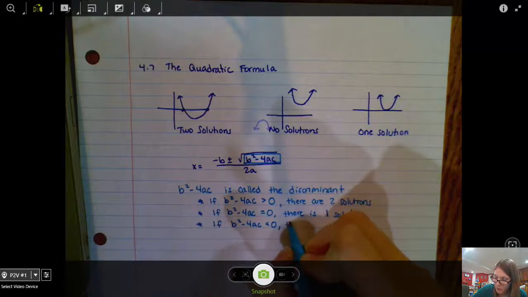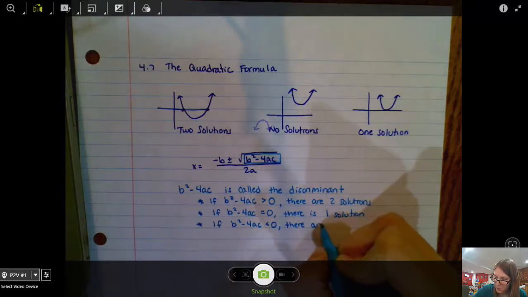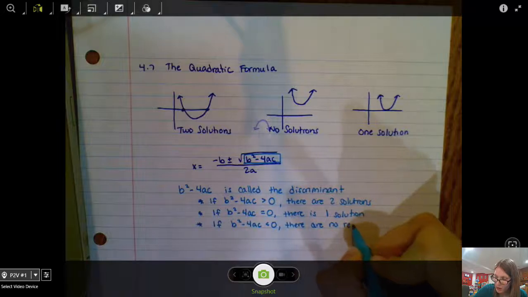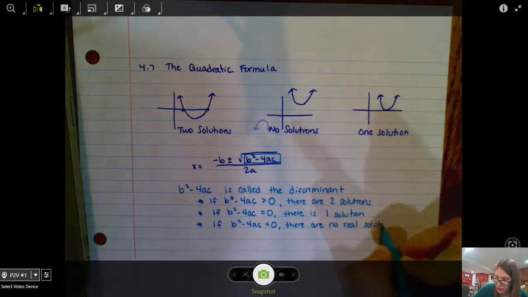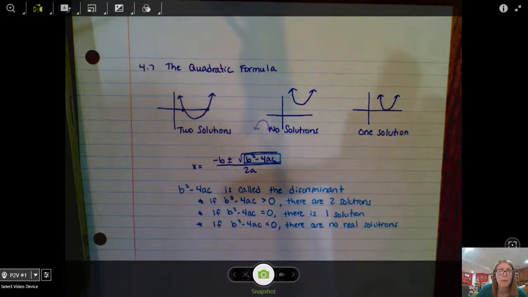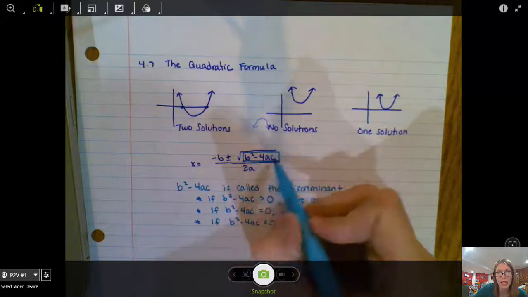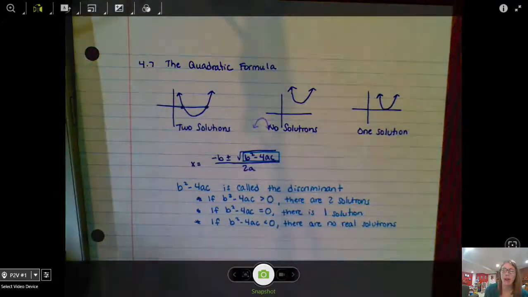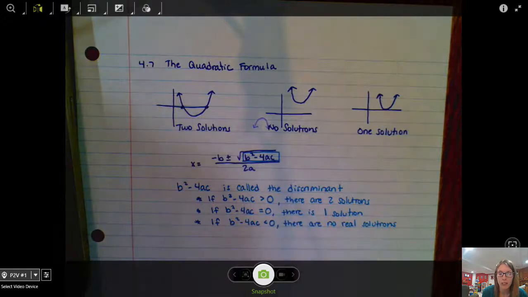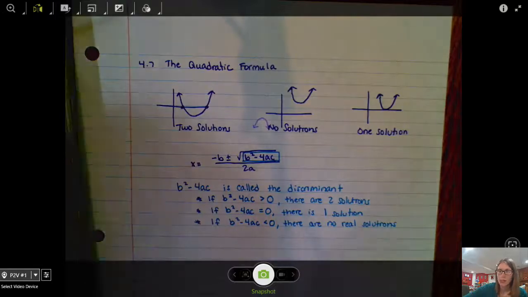And then our last possibility is if b squared minus 4ac is less than 0, if it's negative, there would be no real solutions. As far as our graph goes, that parabola would not cross the x-axis anywhere. Because if this is negative, I'd square root a negative number, which is not a real number. We'll learn about imaginary numbers next section, but not quite yet. So we would have no real solutions. Again, I can figure out how many solutions I'm looking for just by looking at the discriminant.